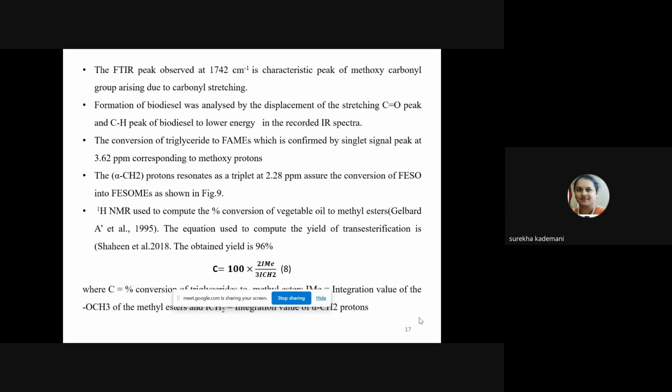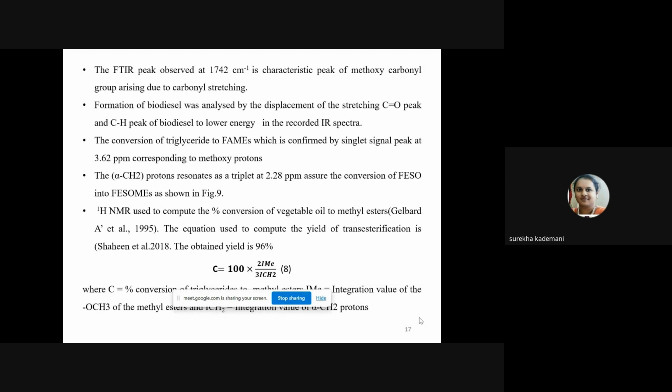The conversion of the triglyceride to fatty acid methyl esters is confirmed by a singlet peak at 3.62 ppm, which is absent in the NMR spectra of the seed oil. And the second important peak is the alpha methylene proton, which resonates as a triplet at 2.28 ppm.